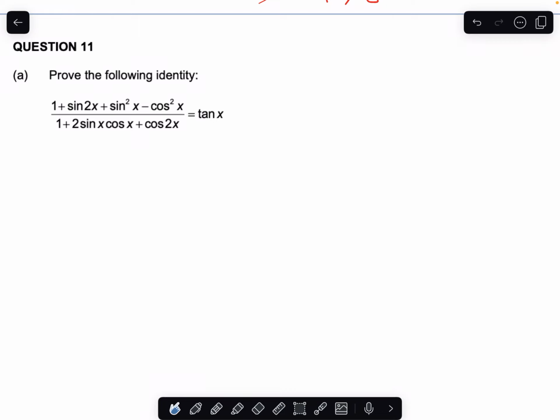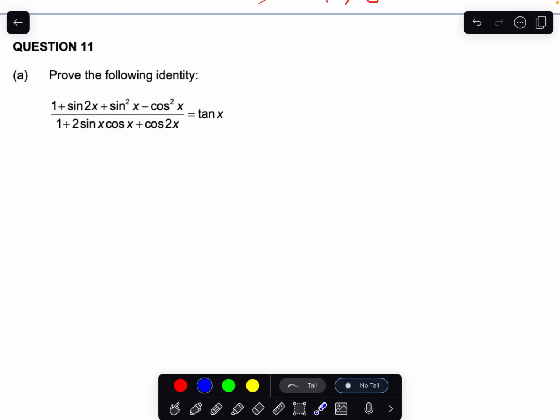Question 11. Prove the following identity: 1 plus sine 2x plus sine squared x minus cos squared x, divided by 1 plus 2 sine x cos x plus cos 2x, is equal to tan x. Wow, such a bombastic expression ends up being such a simple thing.